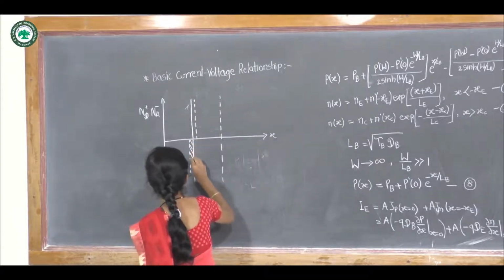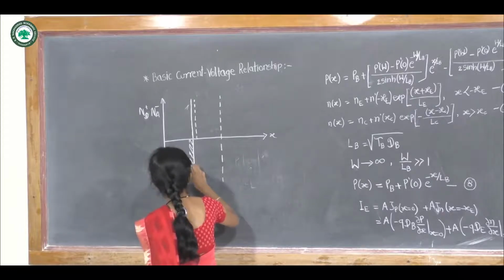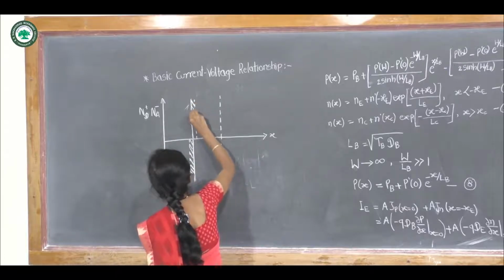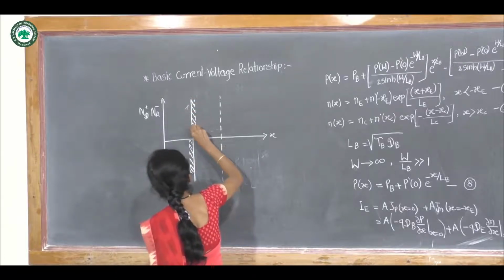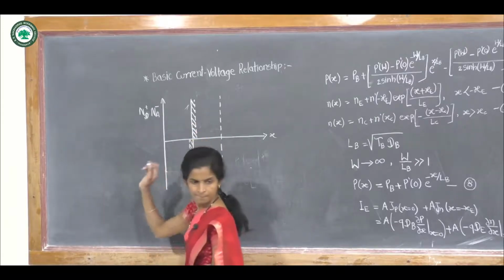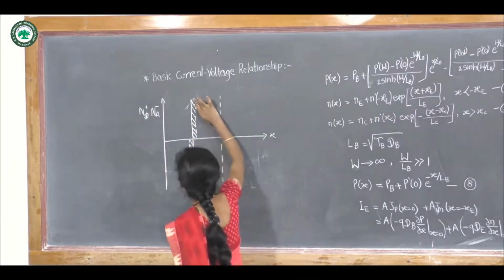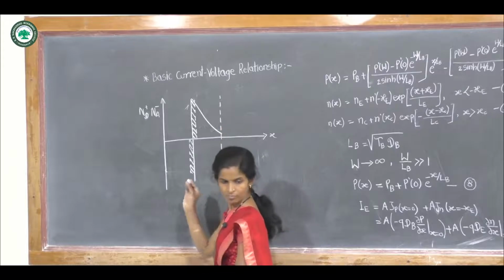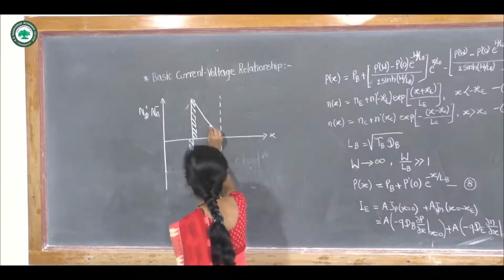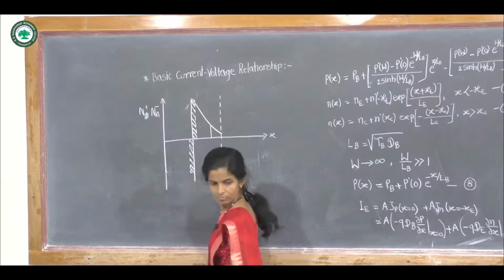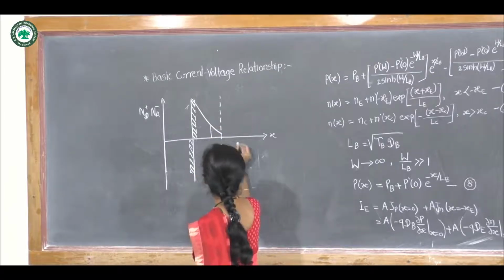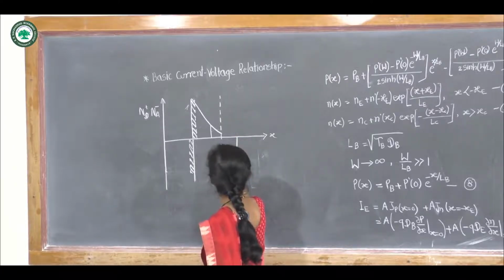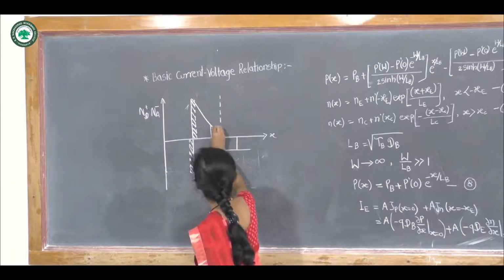So this is the space charge region or depletion region at the junction. And this is the space charge region at the junction J2.